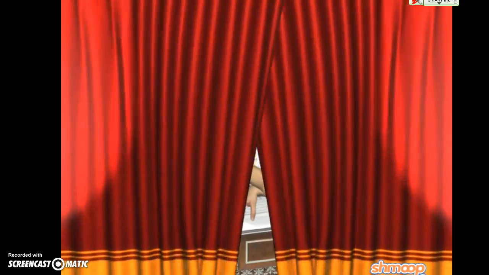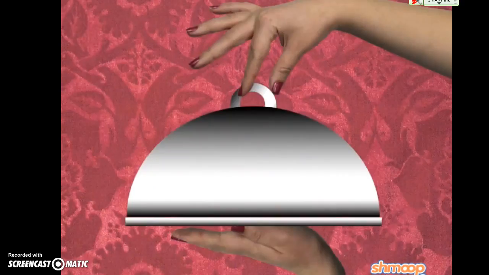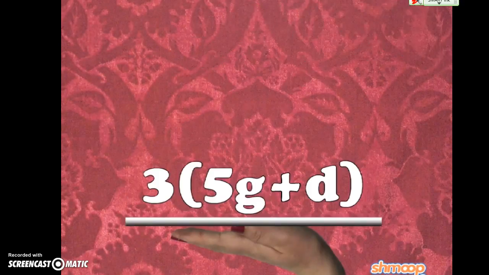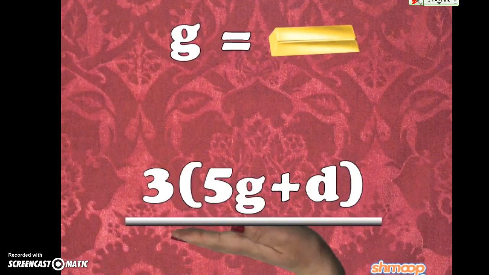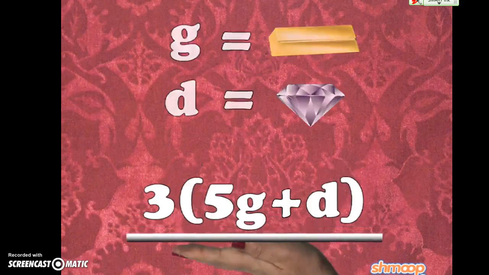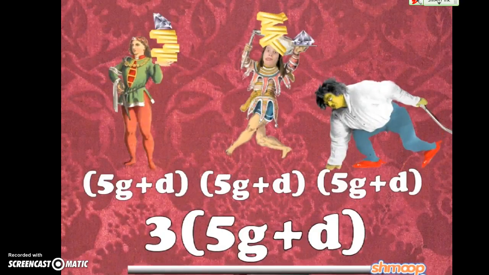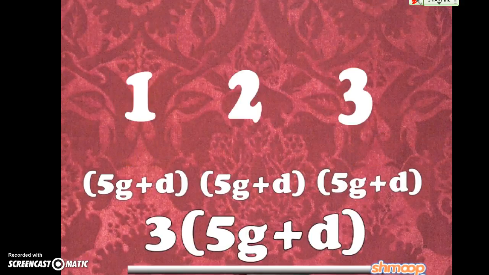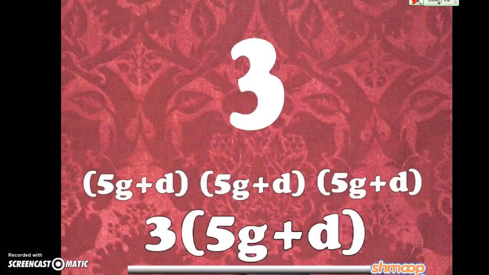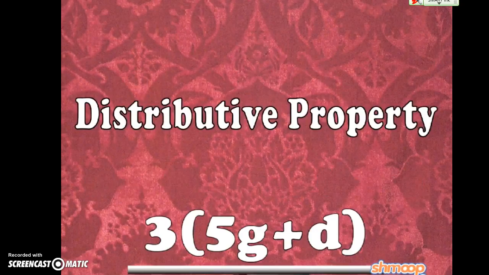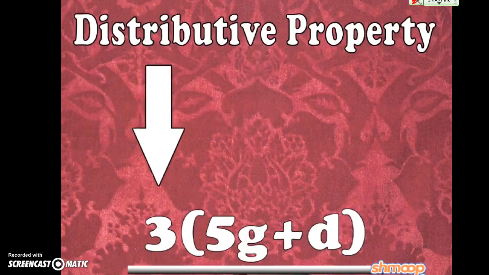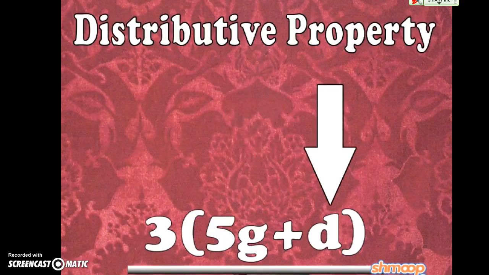You betcha. Because we are dealing with 3 occurrences of the same data, we can write it this way: 3 times (5g plus d), where g stands for a gold bar and d stands for a diamond. The stuff in the parentheses represents what each steward presented to the king, 5 gold bars and a diamond. And because there were 3 of them, we can multiply the whole thing by 3. To simplify this expression, we can use distributive property. In other words, whatever is on the outside of the parentheses, we can multiply by each term on the inside of the parentheses.